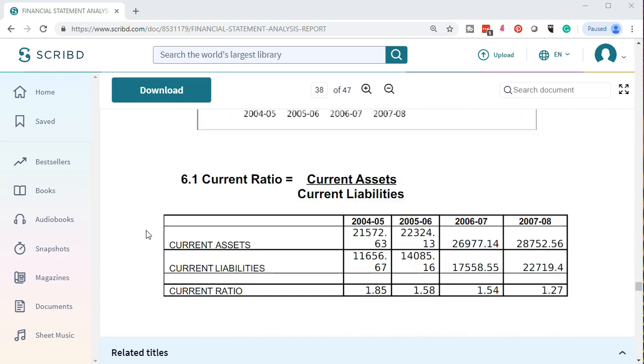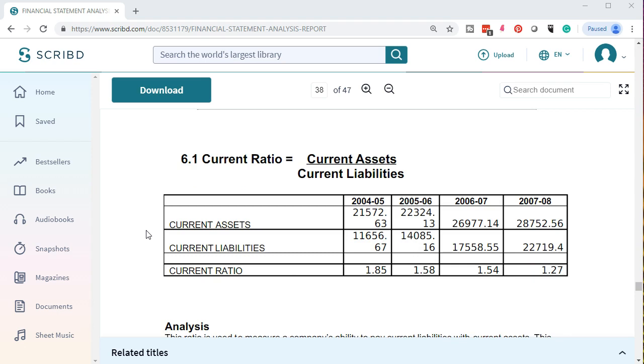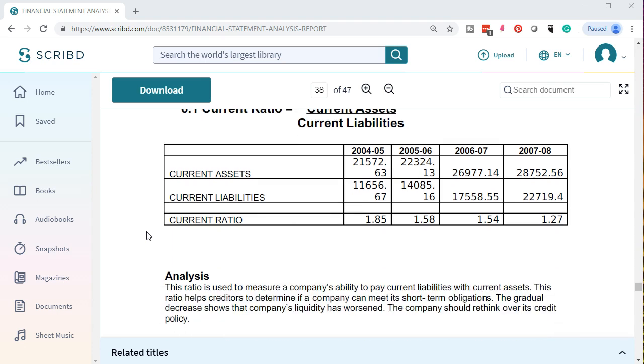We're going to scroll down and go through those ratios. We're not going to go through the calculations one more time, but we're going to go through the analysis of it and see how it's formatted within our report. We have the current ratio first: current assets divided by current liabilities. Here are the calculations. You can calculate them yourself if you so choose.